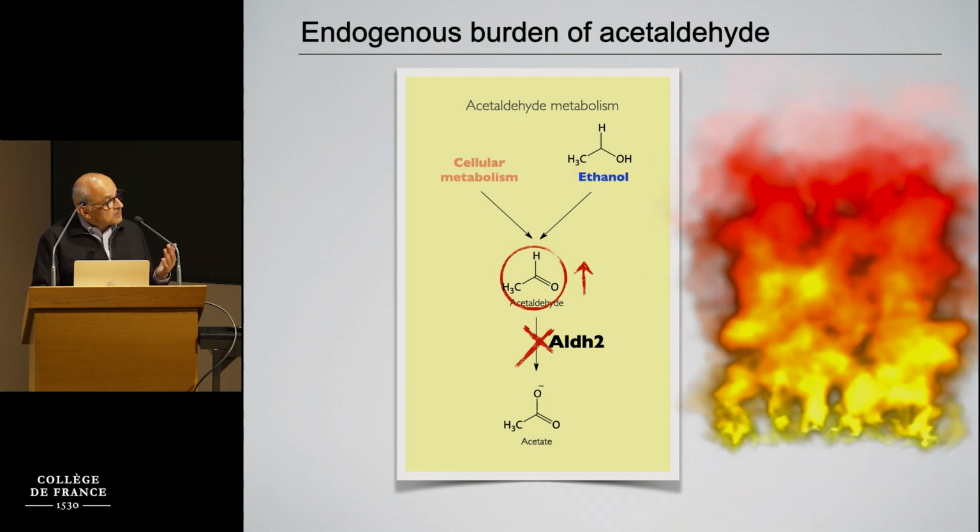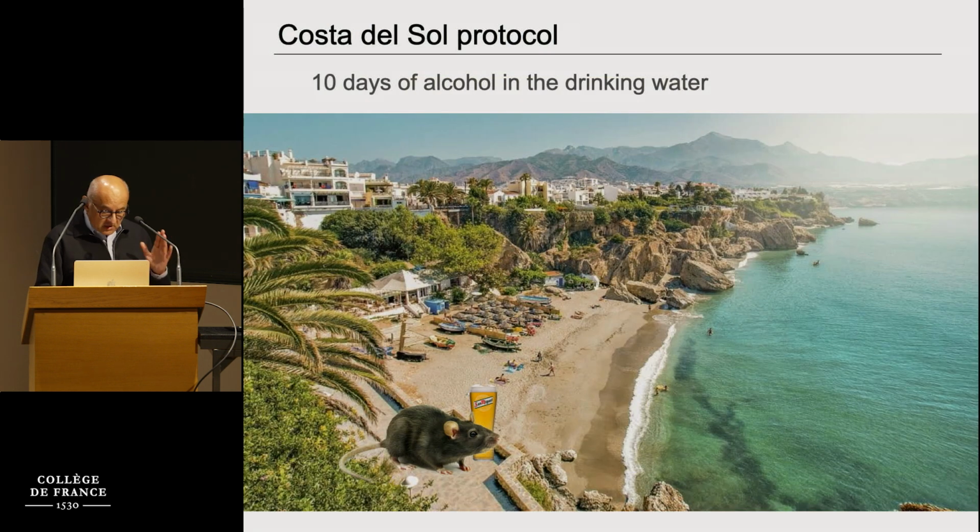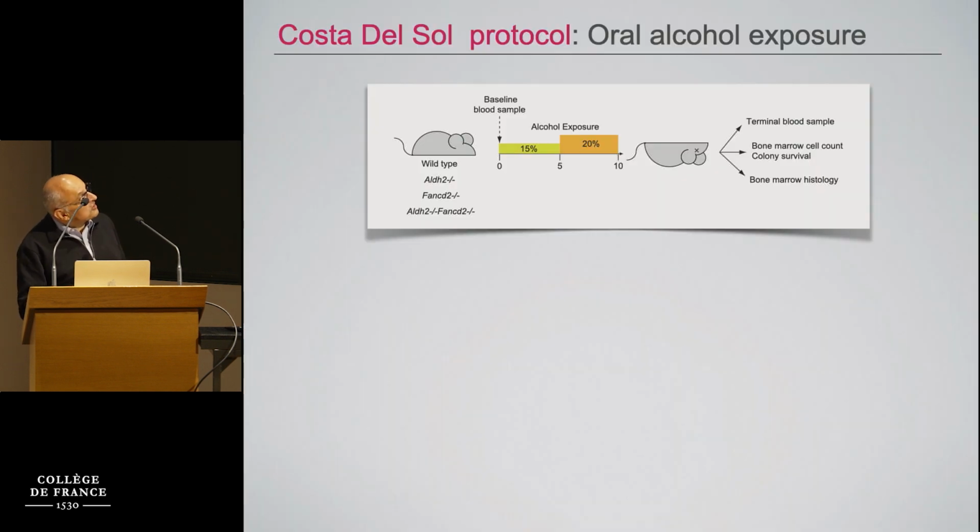Also to point out that ALDH2 deficiency is a very common trait in humans. So 500 million people have what's known as the alcohol flushing mutation in East Asia. And I'll come back to this later in my talk. So we have a very colorful protocol for all these experiments, and this is called the Costa del Sol protocol, because in the summer we go to a hot place in Britain and we stop drinking water and go into a continuous alcohol supply, right? So what's the Costa del Sol protocol?